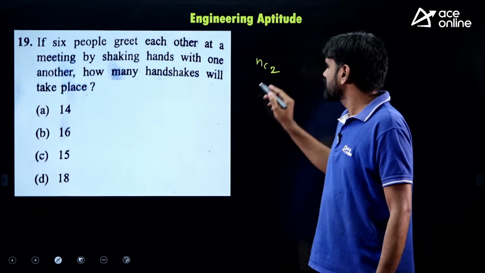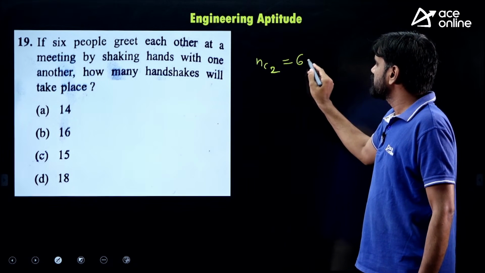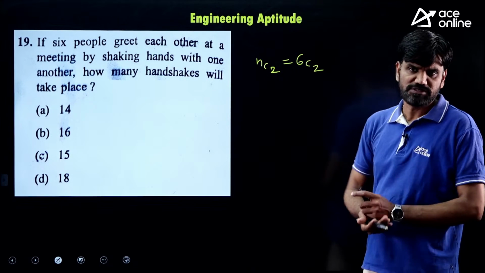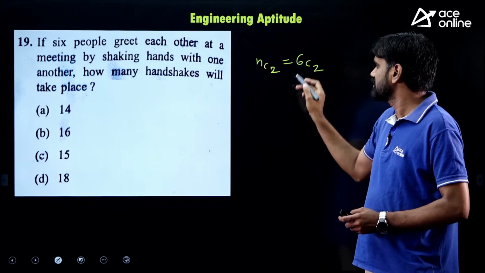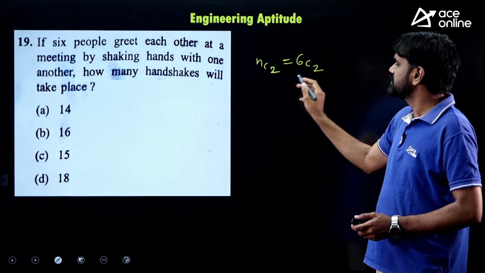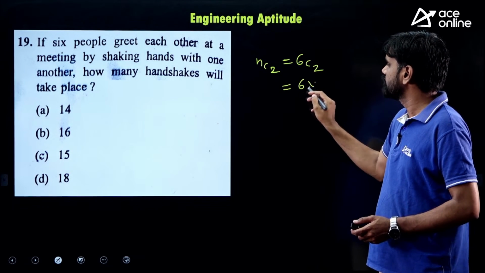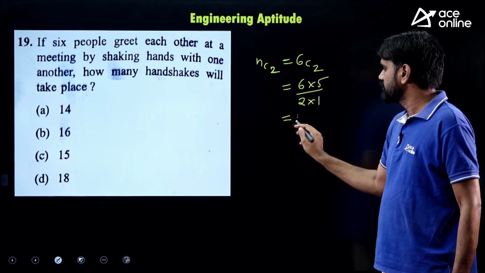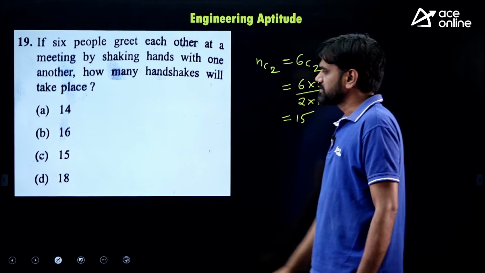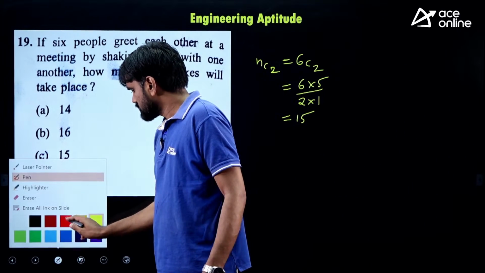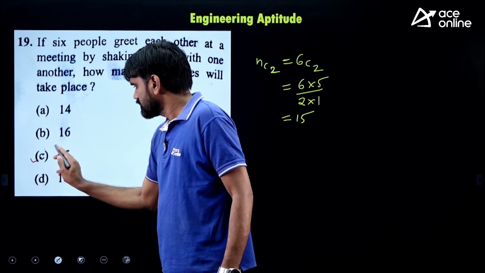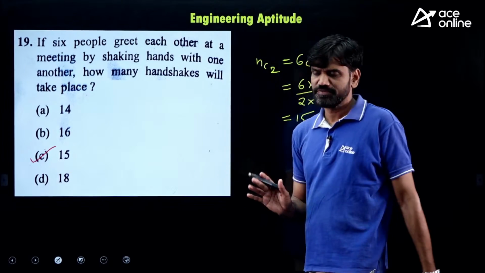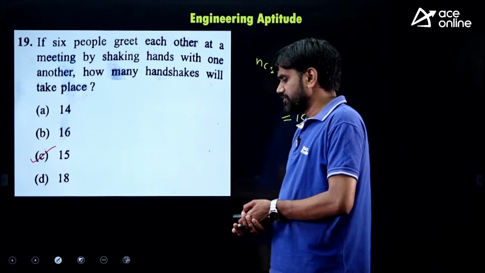So here, the number of people given is what? 6. If each person is shaking hands with every other person, the number of handshakes that are going to take place would be 6C2. On simplification, this will give you what? 6 into 5 by 2 into 1. On simplification, it will give you what? 15. Hence, it has to be what? Option C here. Right? This is the easiest. Next, coming to problem number 20.